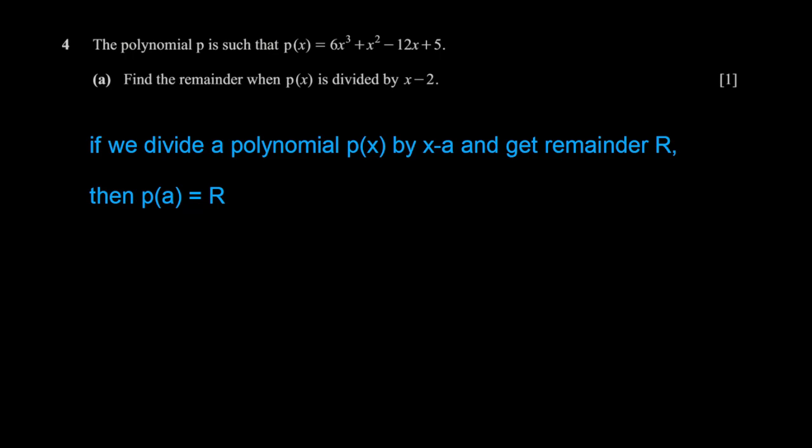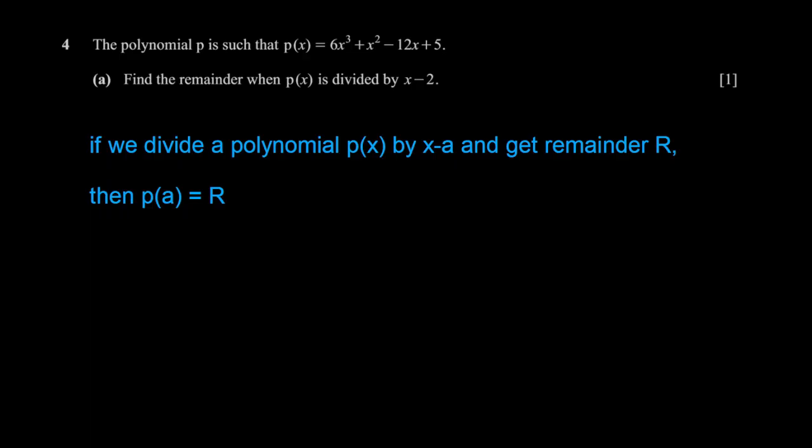Let's say I took a polynomial and divided it by x minus 3, and I get a remainder of 7. Then what that means is if I was to substitute 3 into the polynomial, I would get 7. Or another example, if I was to divide my polynomial by x minus 10, and get a remainder of 4, then if I was to substitute 10 into the polynomial, I would get 4.